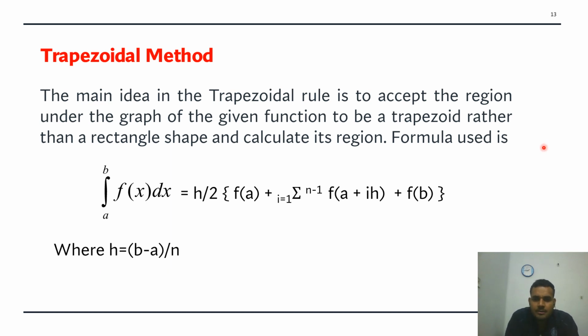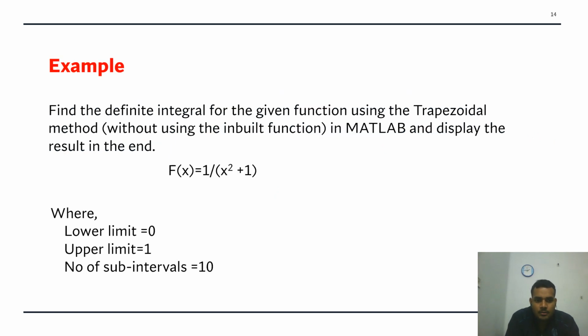The formula used in the trapezoidal method is as follows. If you want to find the integration of function f(x) from a to b with respect to x, then the formula used is written here, where h is (b minus a) divided by n, and n is the number of subintervals. Without going into much detail in theory, we will discuss an example. The question is: find the definite integral for the given function using the trapezoidal method, without using the inbuilt function in MATLAB, and display the result in the end.